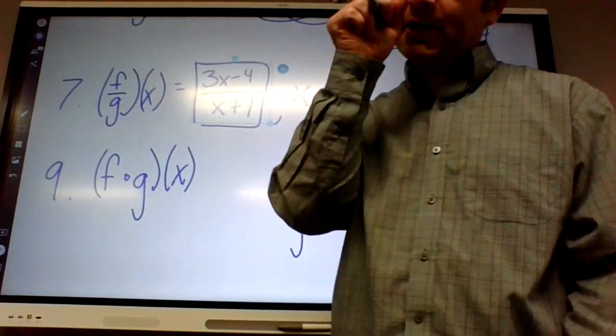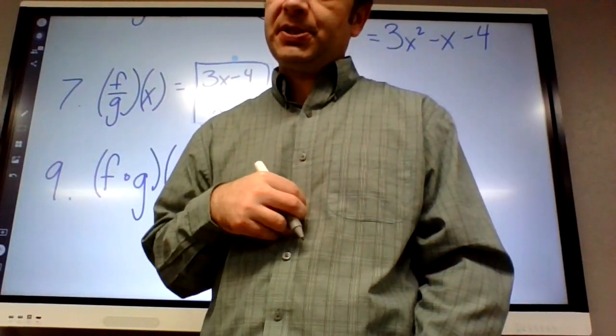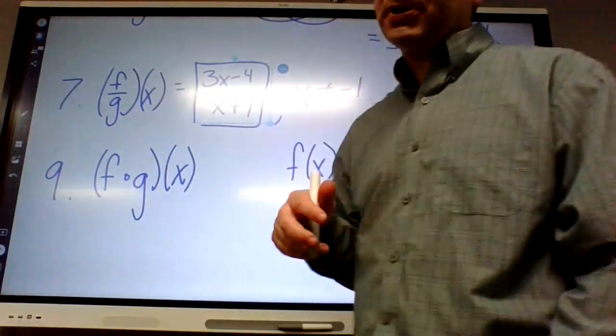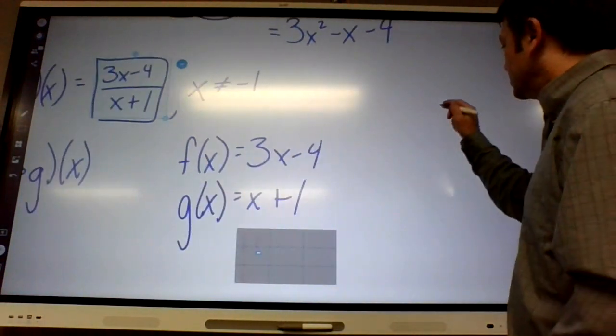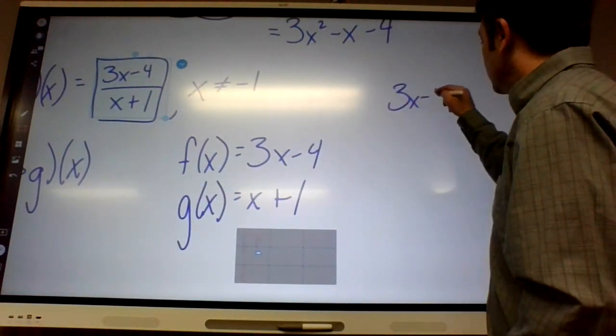Let me pause for a second, go back and look at number 6. 6 is 3x minus 4 times 2x squared minus x minus 3. It's just the distributive property.